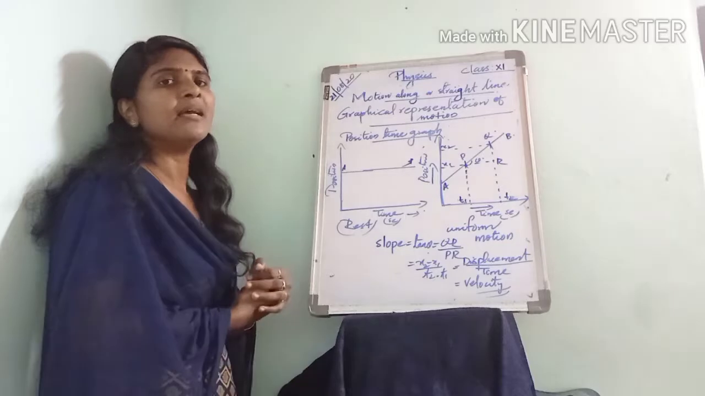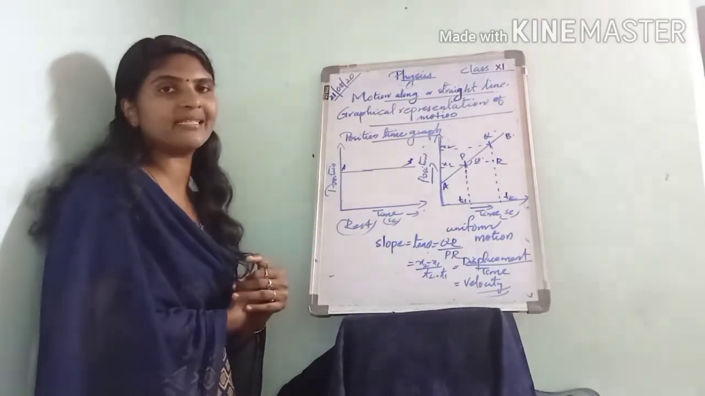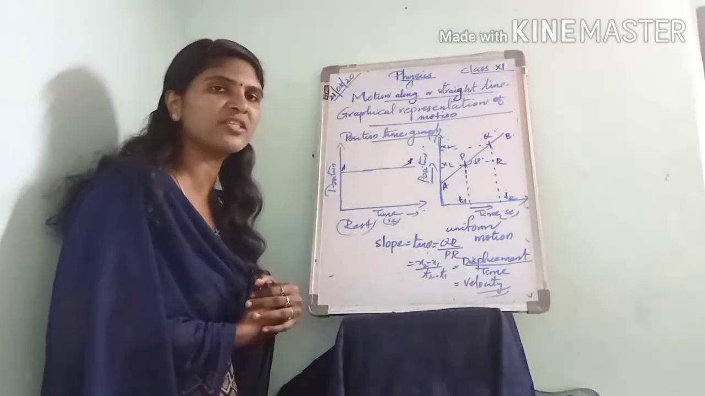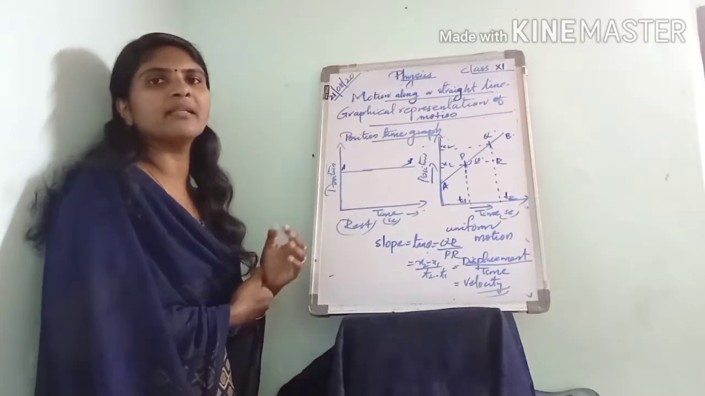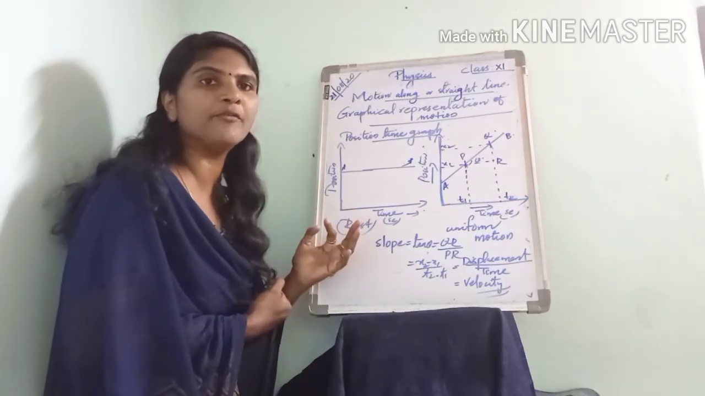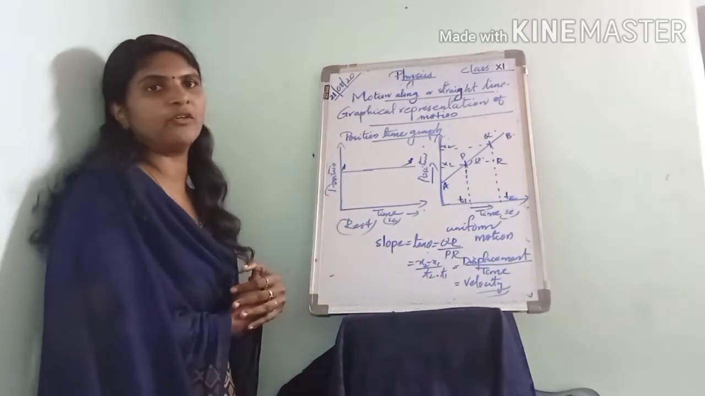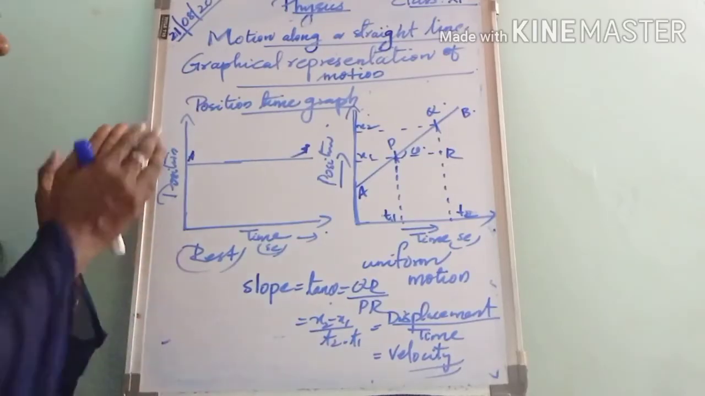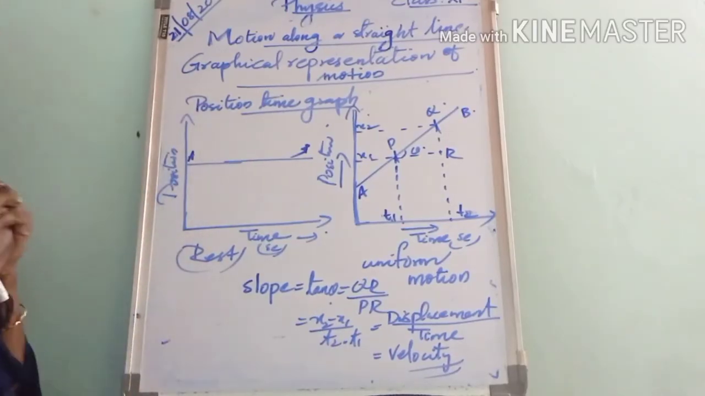We can consider the position time graph for an object at rest, or for an object in uniform motion, or for an object in uniform acceleration. Let's see one by one. First, we can see the position time graph.